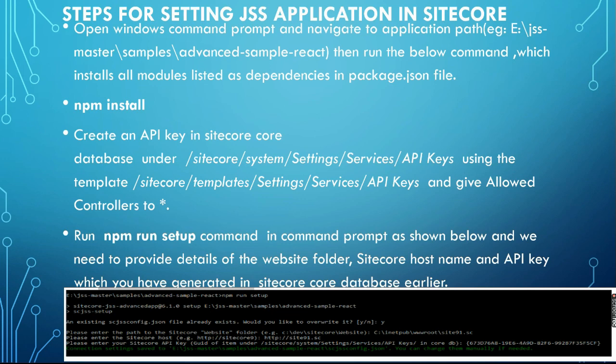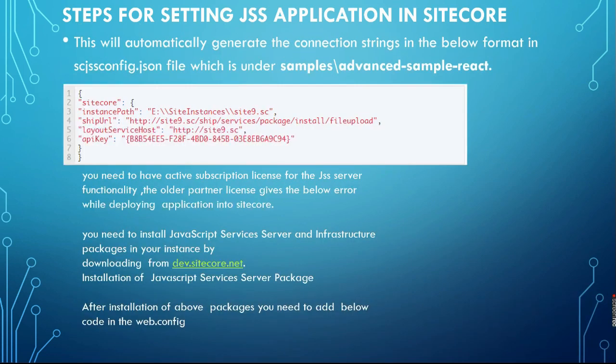Then I am running the setup. In the command prompt, after npm install, when you run the setup, it will prompt for the host name, the API key, which is the current one I previously provided for allowed controllers, the website name, and the path of the website you need to provide. It will prompt for these.